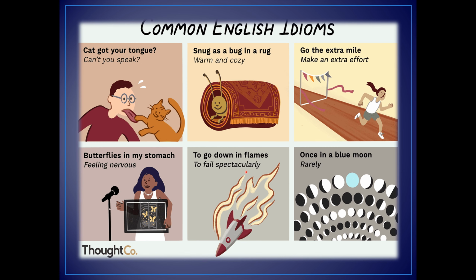Fail spectacularly means something from which you have a lot of expectations, and it fails badly. You can say the project went down in flames on the first day. Once in a blue moon. Once in a blue moon means rarely. We go to visit our grandparents once in a blue moon.